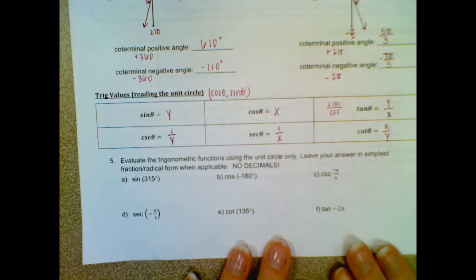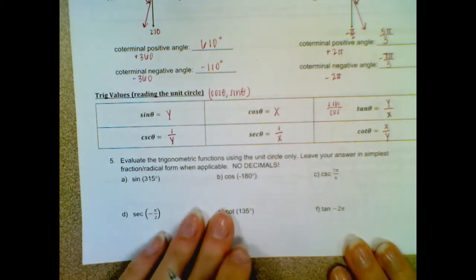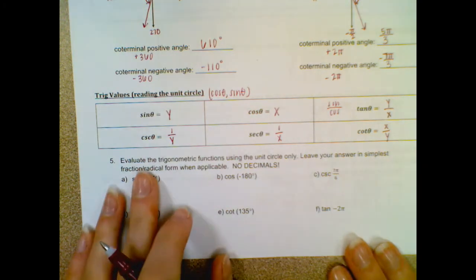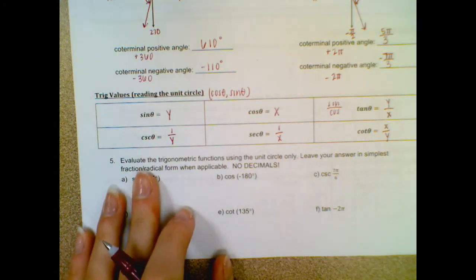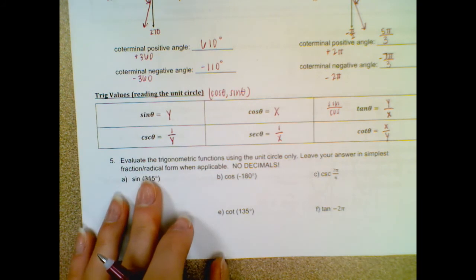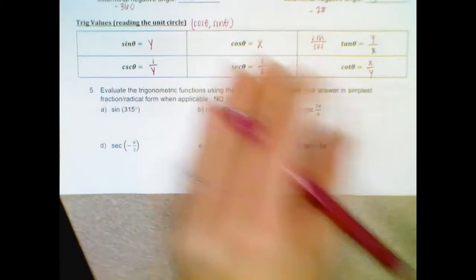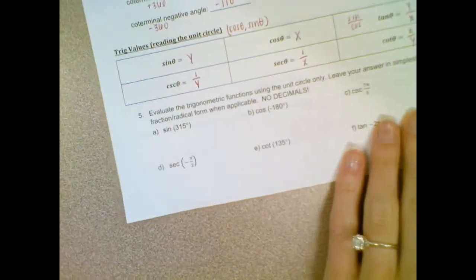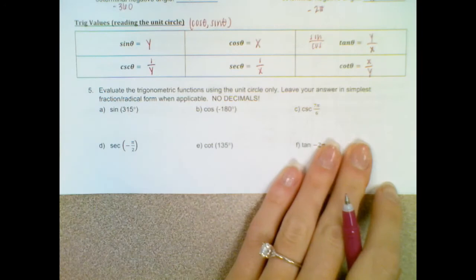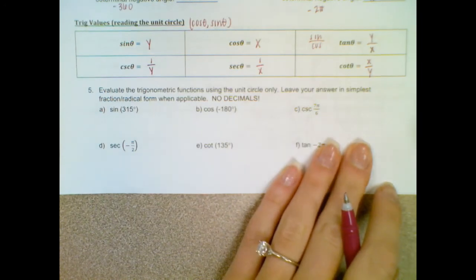Alrighty. So you're going to have problems just like this, where you have to read your unit circle. It says evaluate the trig functions using the unit circle only. Leave your answer in simplest fraction/radical form when applicable. No decimals. So the first one we've got here, sine of 315 degrees.